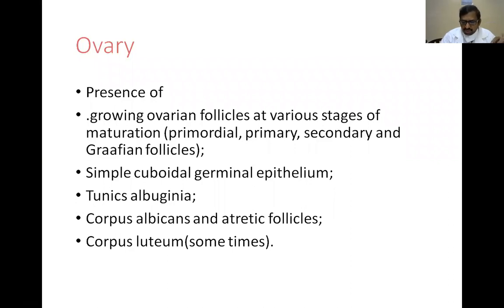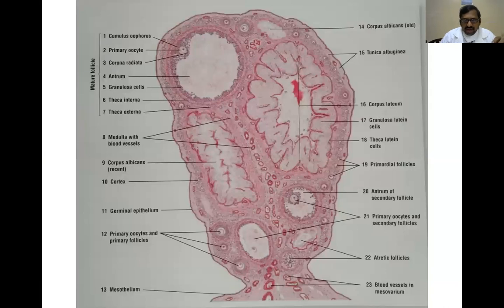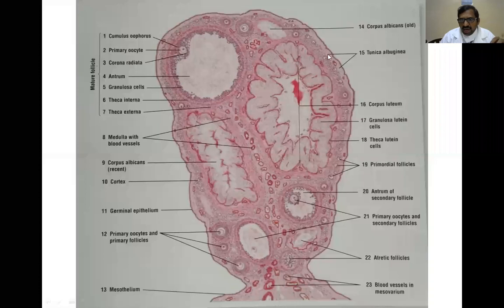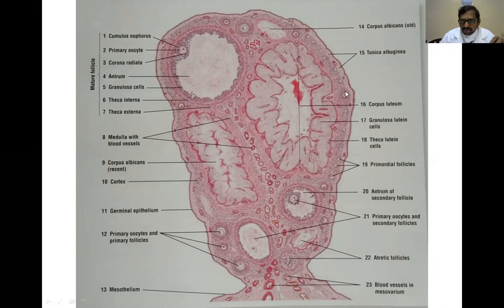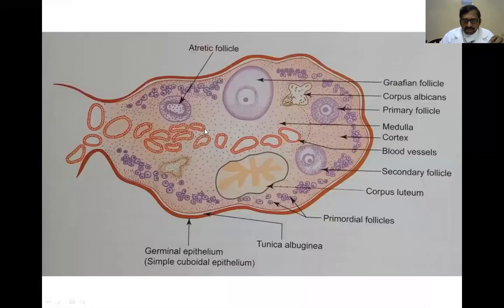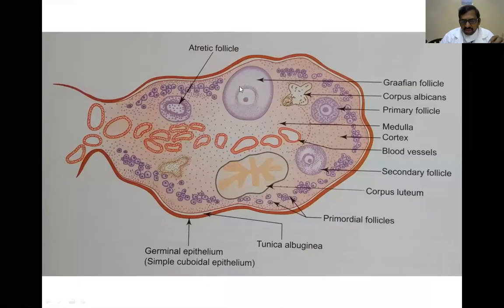And just below this cuboidal epithelium, there is another layer, that is the lamina propria, the tunica albuginea. This white layer is nothing but the tunica albuginea, and this dark colored one is the germinal epithelium. Below this is the tunica albuginea. And inside the tunica albuginea, there is a structure of the ovary, that is the cortex. The outer or peripheral part of the ovary we call the cortex.